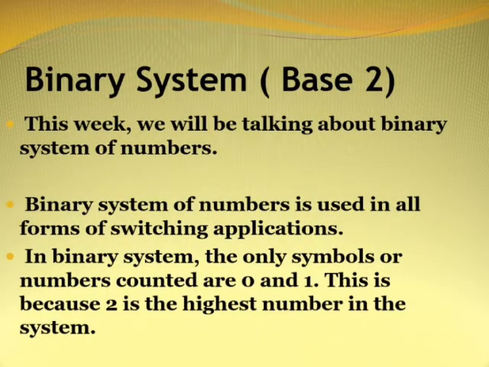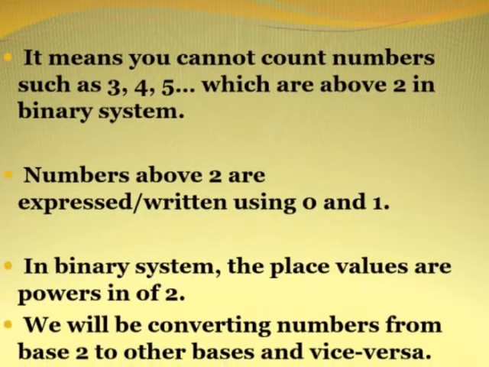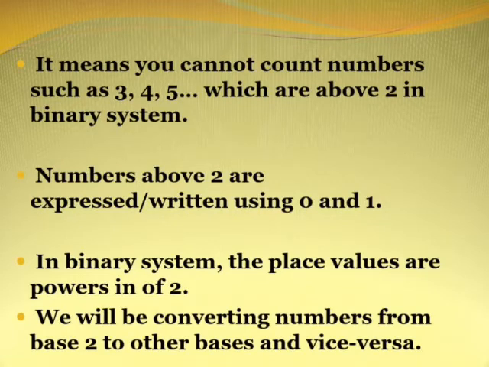Today, we'll be talking about binary system of numbers. Binary system of numbers is used in all forms of switching applications. In binary system, the only symbols or numbers counted are 0 and 1. This is because 2 is the highest number in the number system. It means you cannot count numbers such as 3, 4, 5, etc., which are above 2 in binary system. Numbers above 2 are expressed or written using 0 and 1. In binary system, the place values are in powers of 2. We will be converting numbers from base 2 to other bases and vice versa.